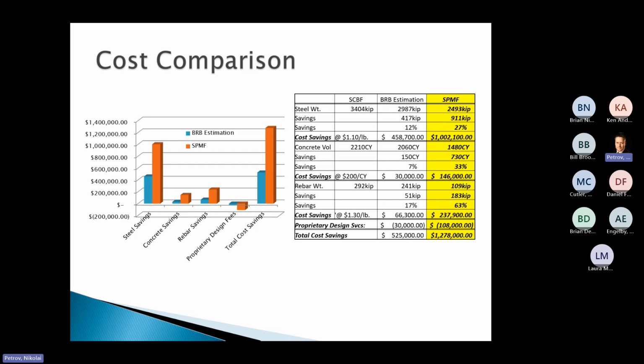Cost comparison, basically BRBs, I think, would have saved $146,000 based on what I was looking at, and SidePlate could have saved us $1.2 million on the project. That's a huge number. And SidePlate said that their design services would have been $108,000 for this project.